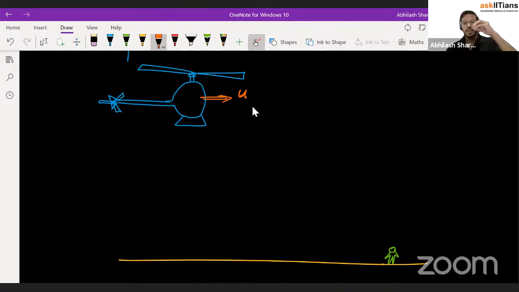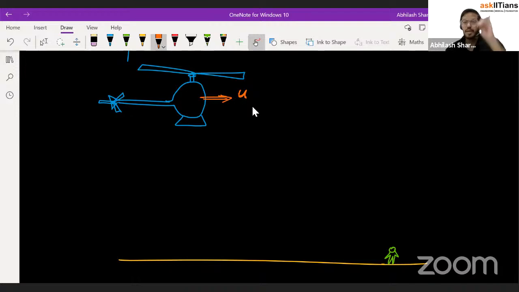Now, let me first ask you, theoretically, should the chopper throw the packet right now itself so that it reaches the person? Or should they throw the packet only when they reach the top of the person, just directly above the person? Question is clear. Should they throw the packet well before so that it reaches the person, or only when they go at the top of the person and then throw? Now only, right? They must throw it now. We all understand the reason why it must be thrown now.